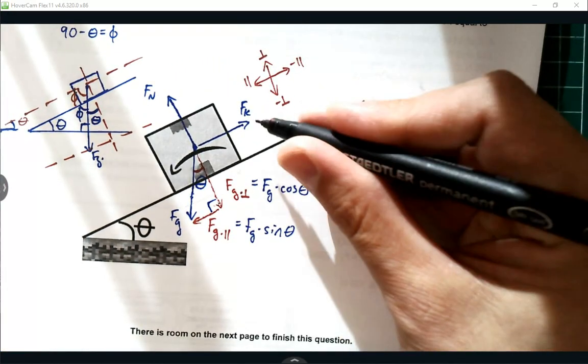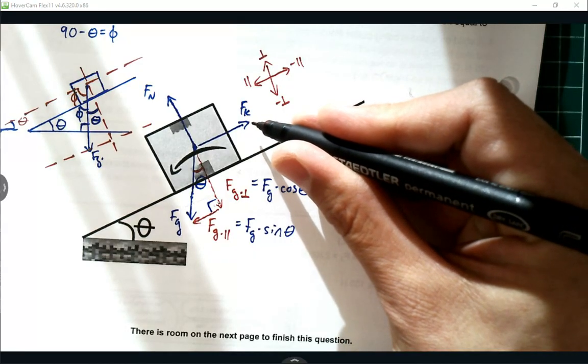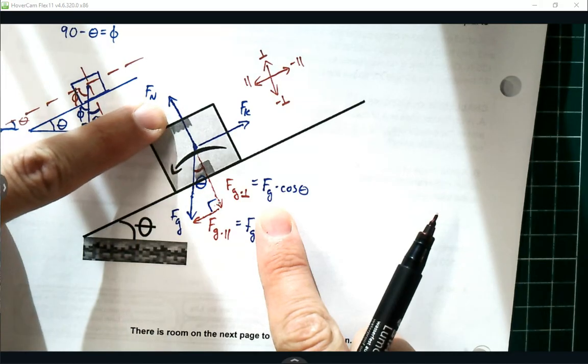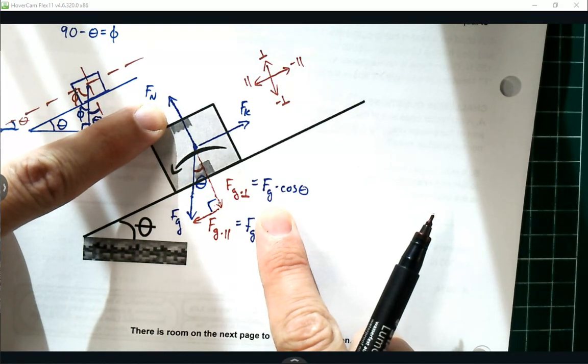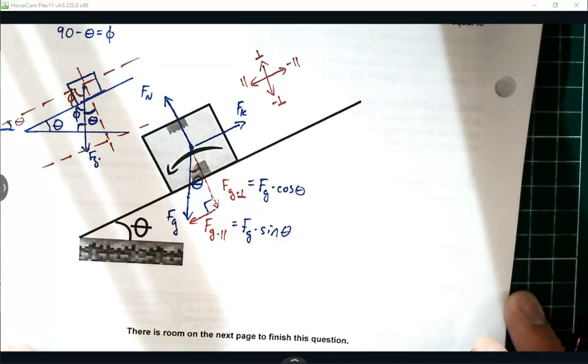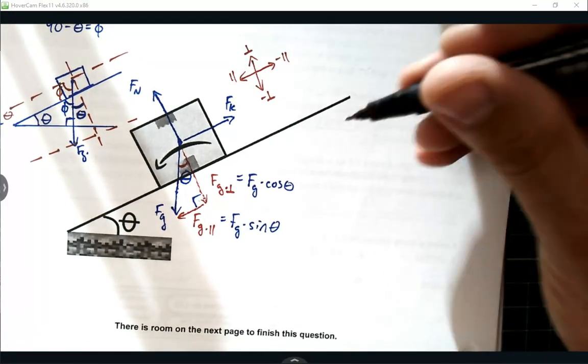Now, if this situation also has kinetic friction, it seems to me that the force due to gravity perpendicular is going to contribute to that normal force, right? So somehow that kinetic friction force is also going to be involved. So I want to think about what the systems of equations could be for this.